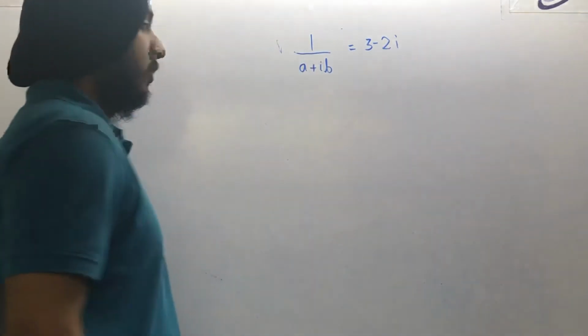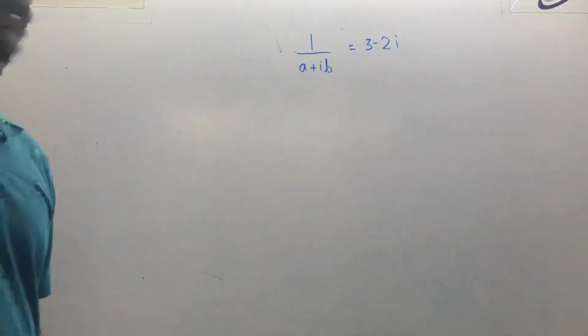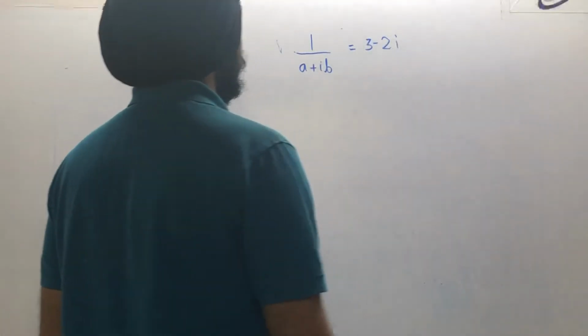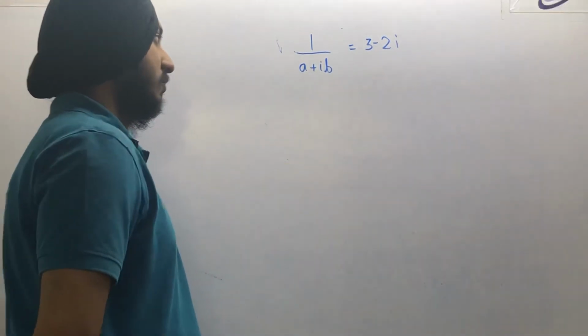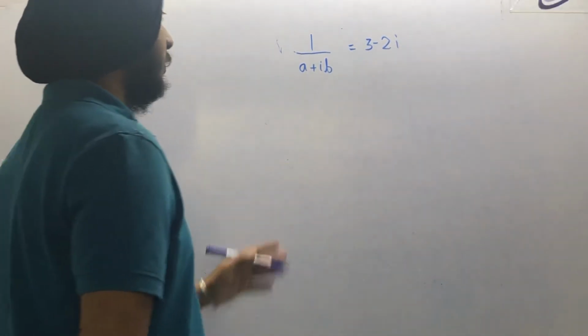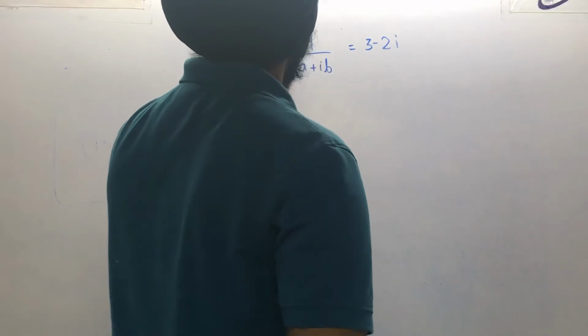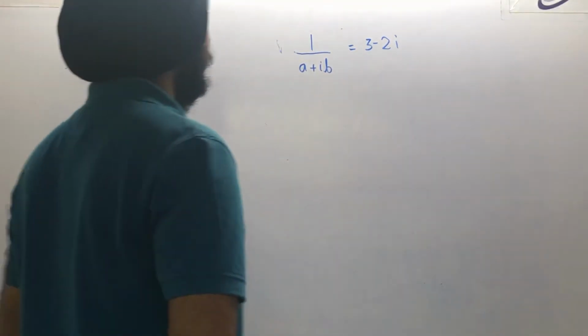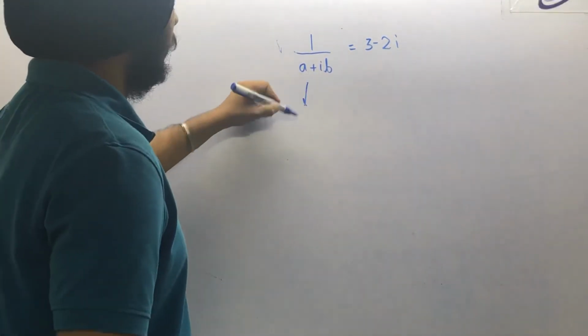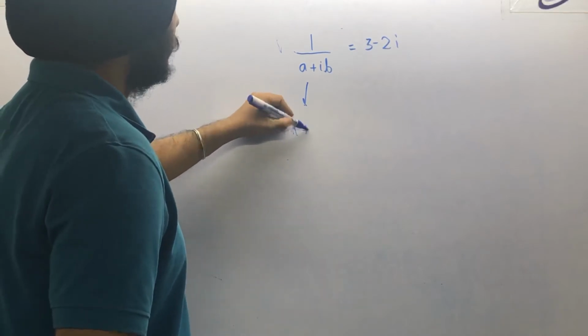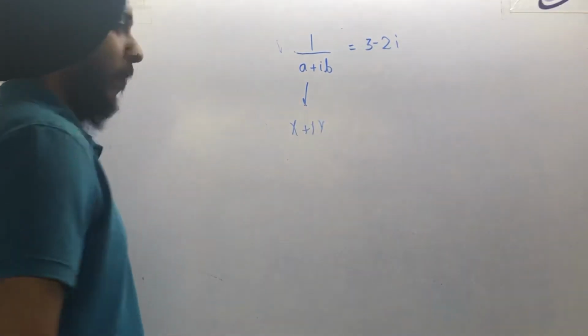Okay, so this is the next question. You have to find the value of a and b. Okay, so right hand side looks okay, because they write it in this form. Left hand side, you have to convert it into the form of x plus iota y. General form, you have to convert it.